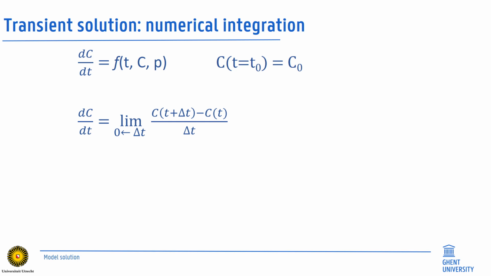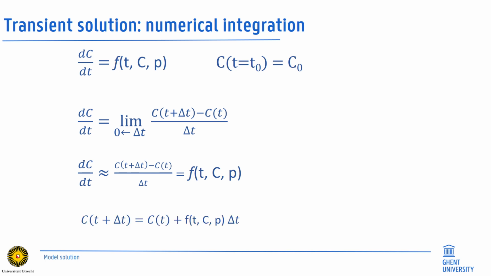When we take the time difference between steps infinitely small, the limit of the difference between the concentrations at t plus delta t and the concentration at t divided by delta t approaches the initially developed rate change. So we can simply calculate C at the time t plus delta t as a sum of the concentration at time t plus the rate change times delta t.